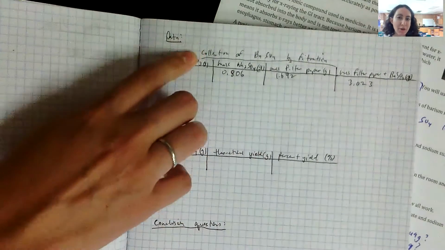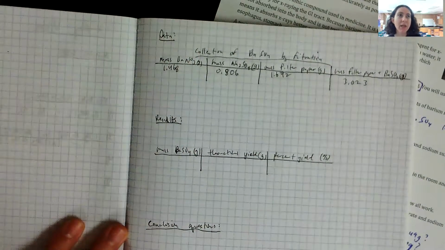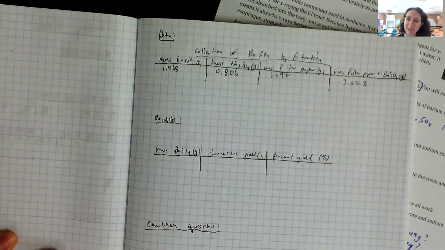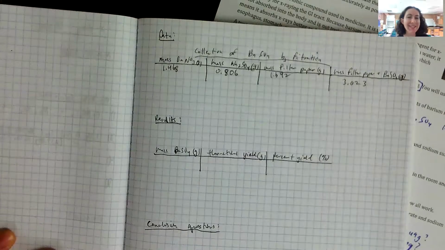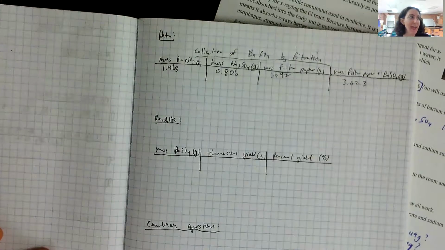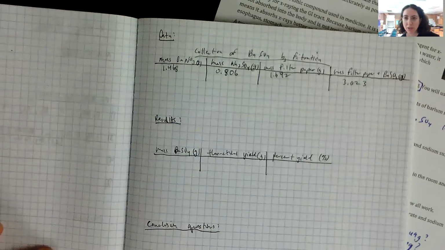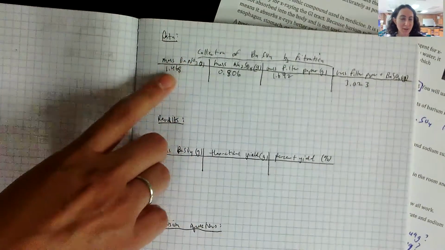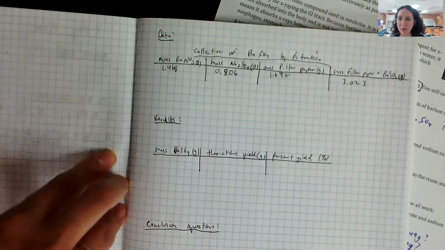You also need a descriptive title for every data table. The idea behind this title is it should be not quite a full sentence, but kind of close, like a sentence fragment that explains exactly what's going on in this data table so that someone could look at it and, with the title and all of the headings, have an idea of what you were doing. So I decided to go with collection of barium sulfate by filtration because that's kind of what we were doing in this data table.